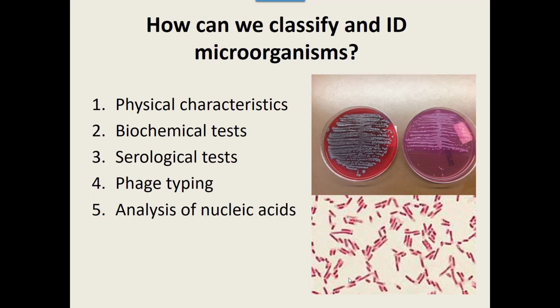Alright, a quick little recap on our 5 ways we can classify and ID organisms. Again, I kind of previewed some of these in lecture, but I'm going to go over them in a little bit more detail. And so our number 1 way we can classify and ID a microorganism is, yes, based on its physical characteristics.